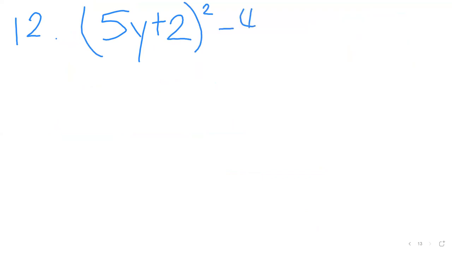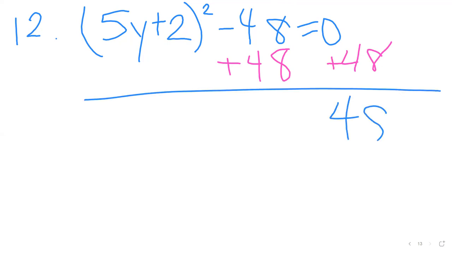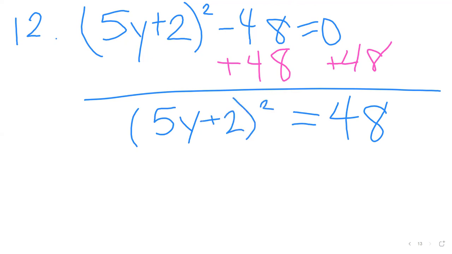You may see some that suggest you use square root. Like this one has this group squared minus 48 equals 0. It would be best if we want to apply square root to solve this equation to take away 48 so that we get that squared group by itself. 48 is now on the right. We canceled it on the left. And we have 5y plus 2 squared on the left.